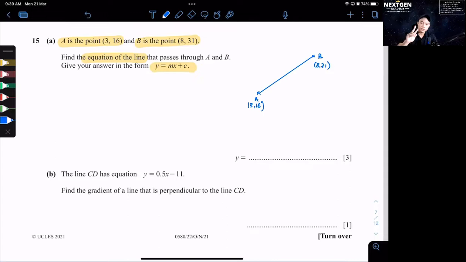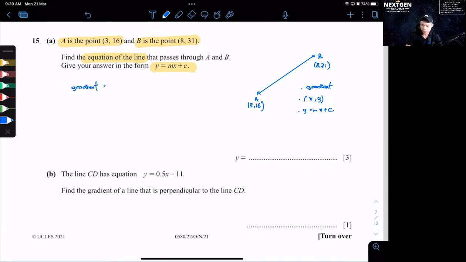You technically need just 2 or 3 things. You need to find your gradient. Then you need to find one x and y coordinate. Then you fit it into y equals mx plus c. That is all, so don't overthink it. As long as you have one point and one gradient, you can find the equation of the straight line. So let's find the gradient first.